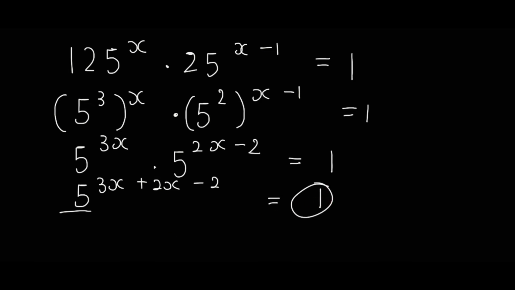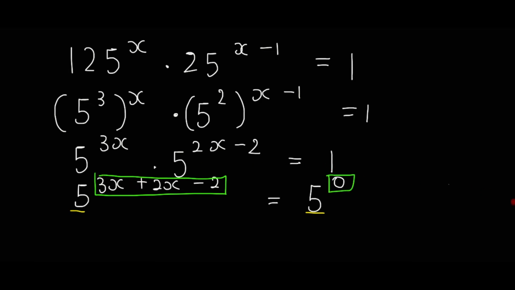So this is simple. Remember that any number to the exponent 0 is equal to 1, so this is the same as 5 to the exponent 0, because 5 to the exponent 0 is 1, so it's the same thing. And now because our bases are the same, we are going to equate the exponents, so we equate this part and say it equals 0.